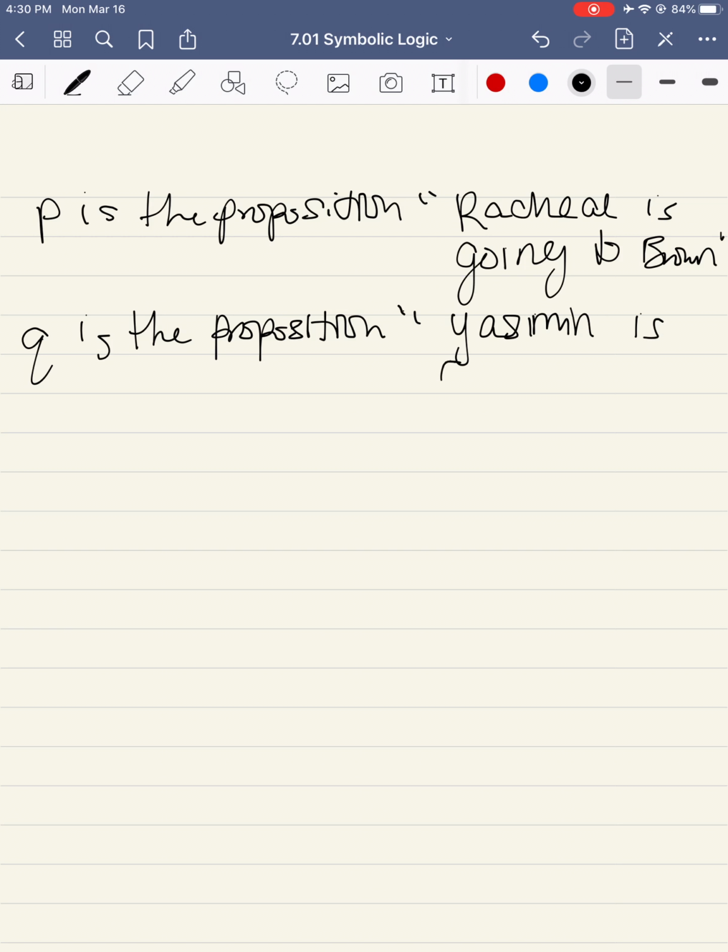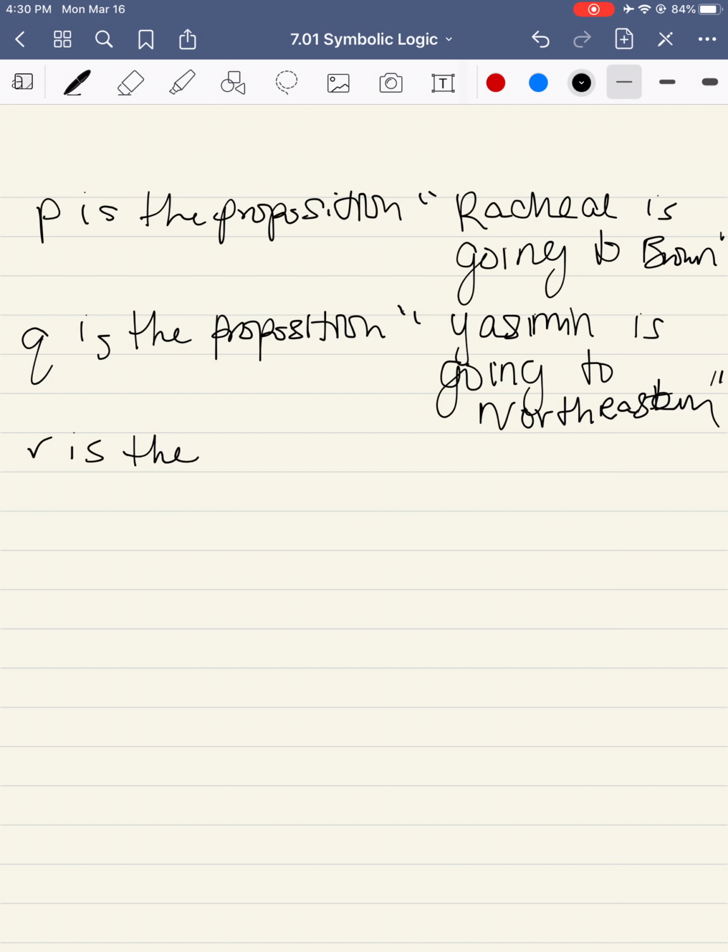Yasmin is going to Northeastern. Sorry, this stylus that I'm using is very touchy. Okay, so then these 2 statements are true. We know that Rachel's going to Brown, Yasmin's going to Northeastern, P and Q are both true. However, we're going to look at 2 statements where these are false.